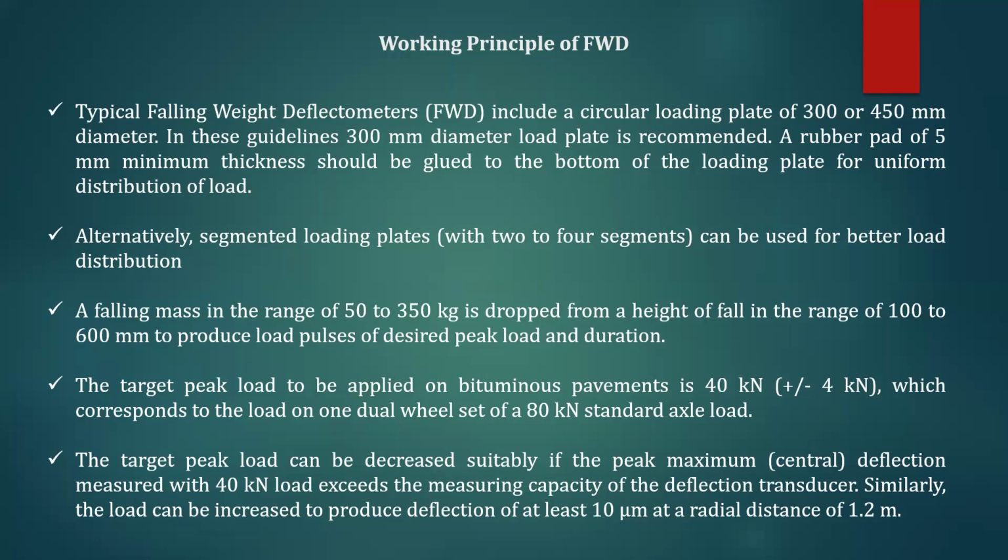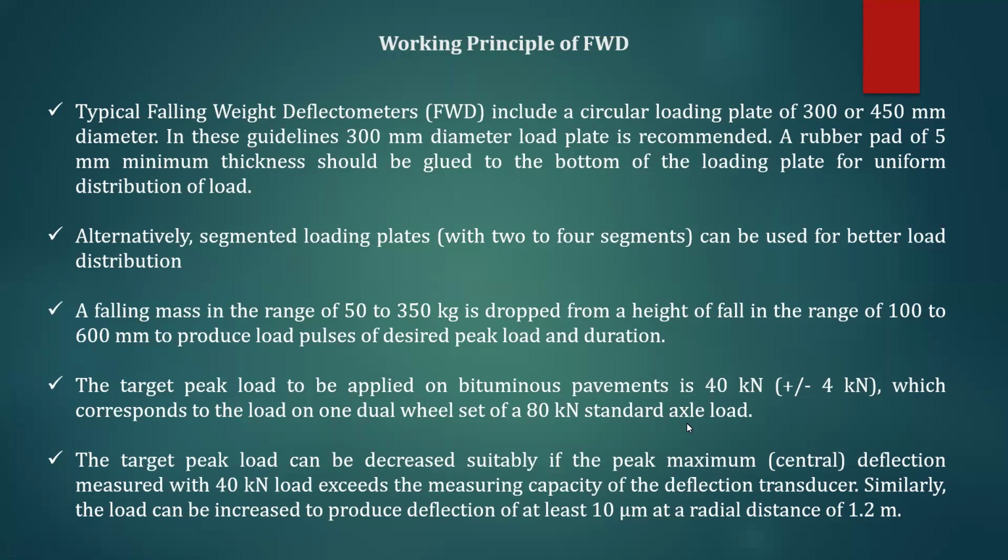So whatever the load you are getting and deflections you are getting from the sensors are automatically detected, and you will get the results. But afterwards, you have to linearly interpolate the results for 40 kilonewton. Taking 40 kilonewton as the standard, you have to correct the deflections by linear interpolation. That process we will discuss in the coming slides. The target peak load can be suitably decreased if the peak central deflection measured exceeds the maximum deflection.